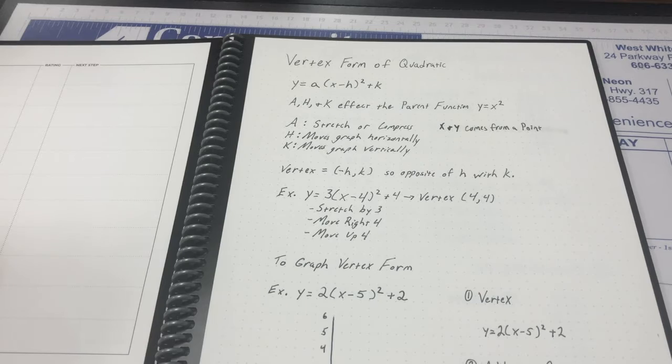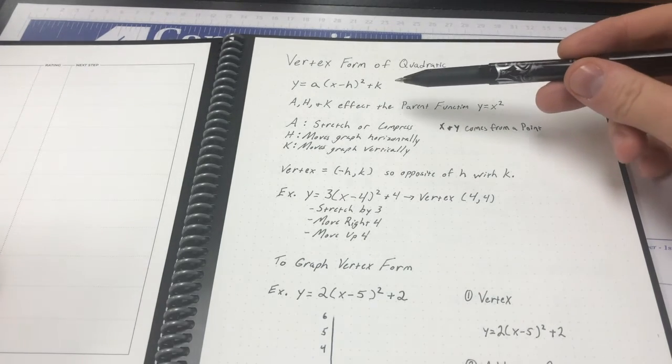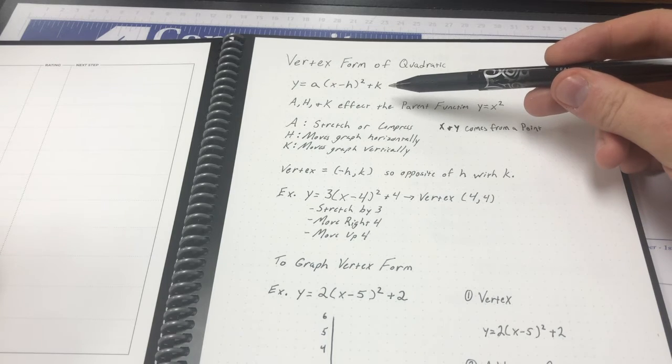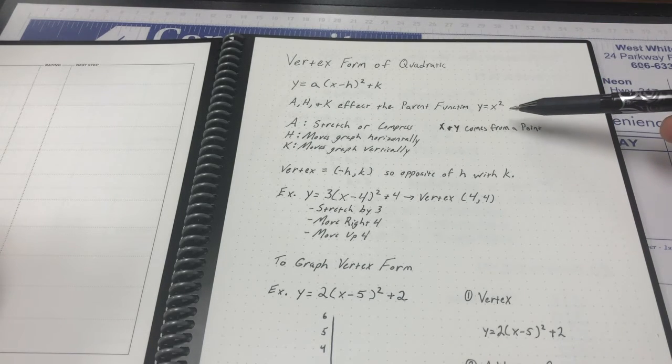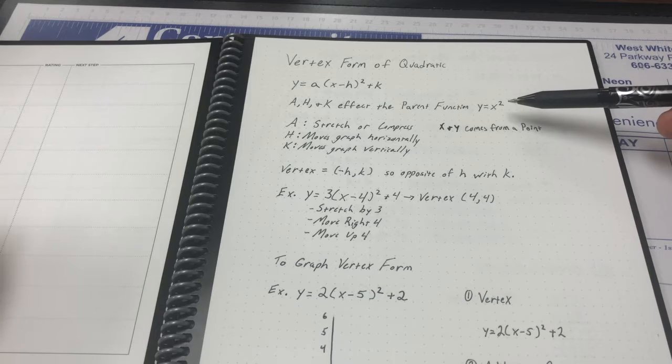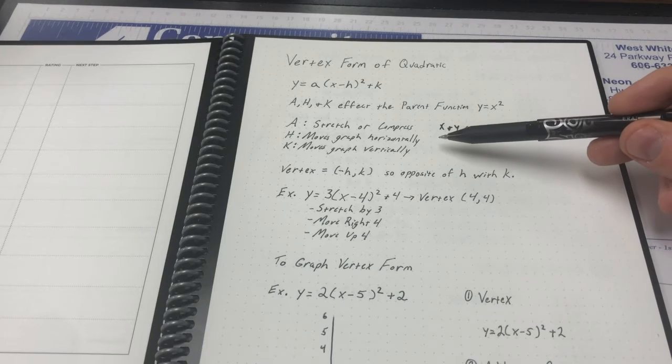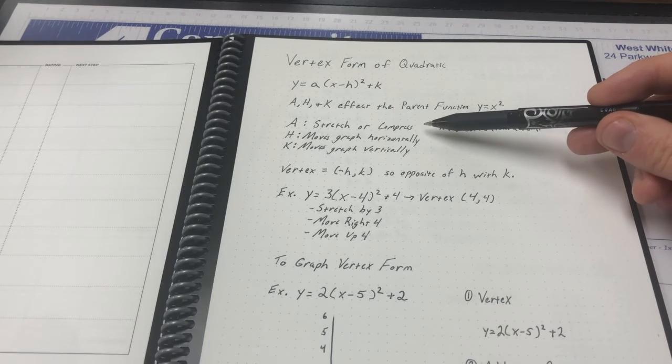Okay, when working with vertex form of a quadratic, this will be your vertex form of the equation: y equals a times (x minus h) squared plus k. A, h, and k all affect the parent function y equals x squared. So that's going to stretch it. It's going to move it around, move it up and down, left and right, etc. If you look, I kind of broke that down for you all.